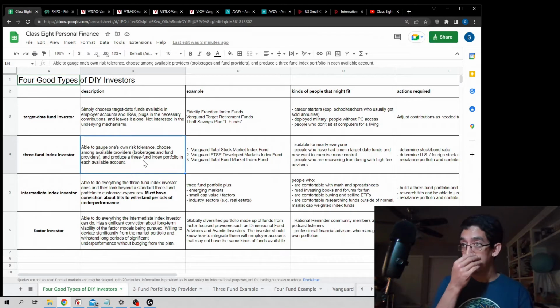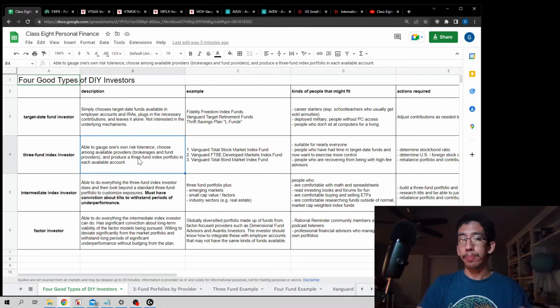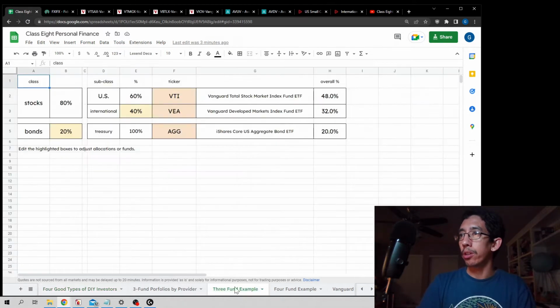And a lot of people who have knowledge going beyond this still just go with the three fund index portfolio because they want to keep it simple and they still want to save the fees on what would otherwise be a target date fund choice. So how do you build a three fund portfolio crash course?